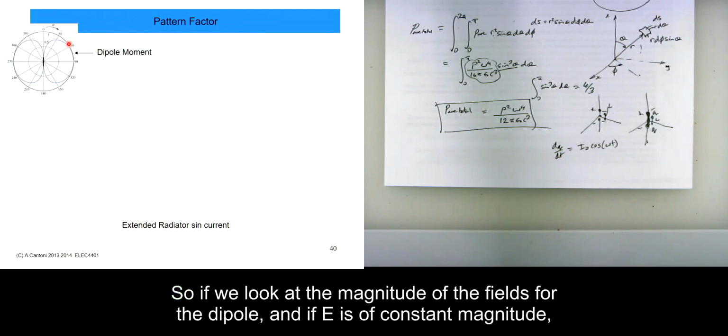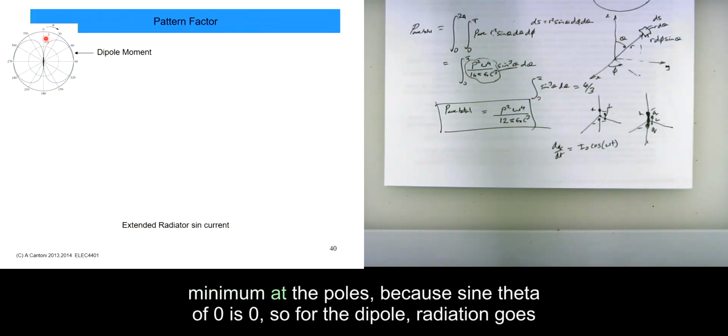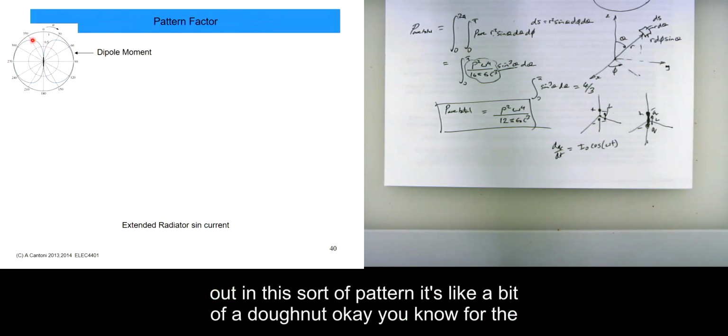So if we look at the magnitude of the fields for the dipole, and if E is of constant magnitude, then you see it has a maximum at the equator, because sine theta at pi over 2 is 1, and a minimum at the poles because sine theta at 0 is 0, right? So for the dipole, the radiation goes out in this sort of pattern. It's a bit of a donut.